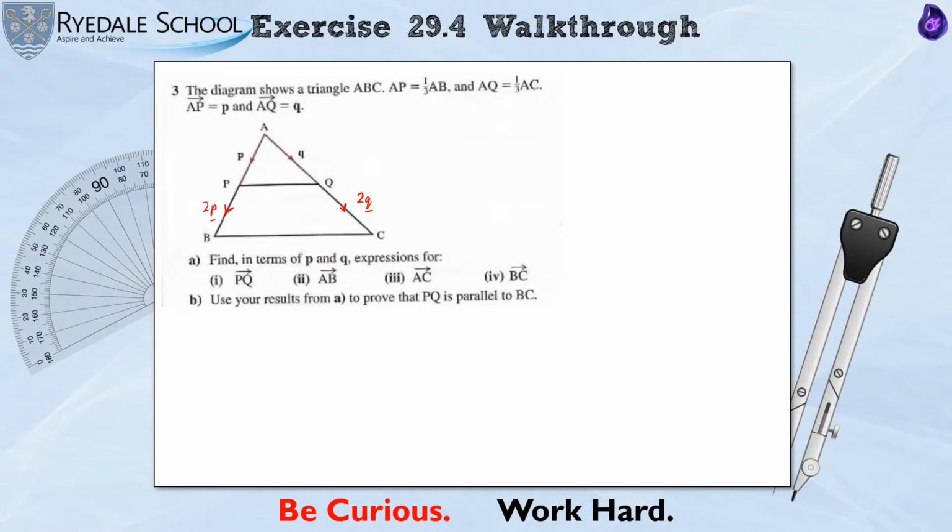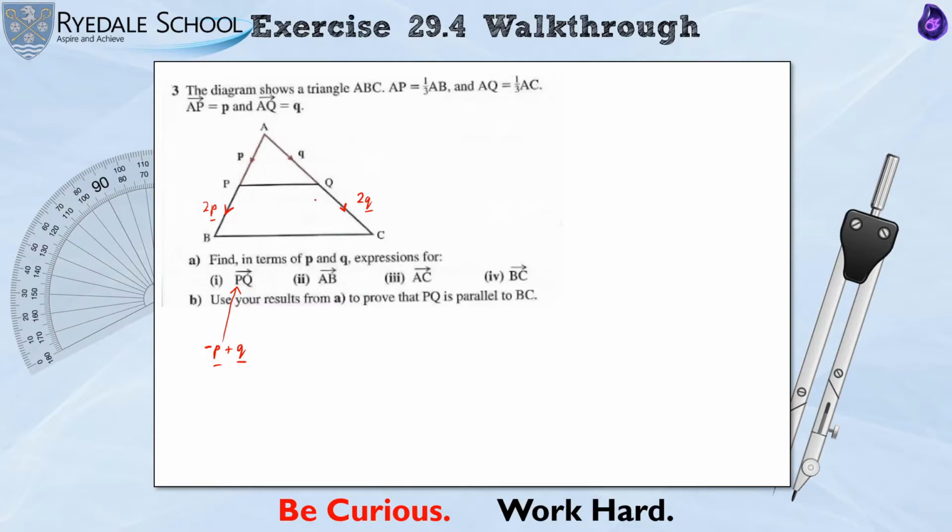Okay, it now says find in terms of p and q expressions for P to Q. So P to Q, always about planning your route. P to Q is P to A and then A to Q. So for this one, I'm going to go along this path: negative p plus q. So that is negative p plus q.